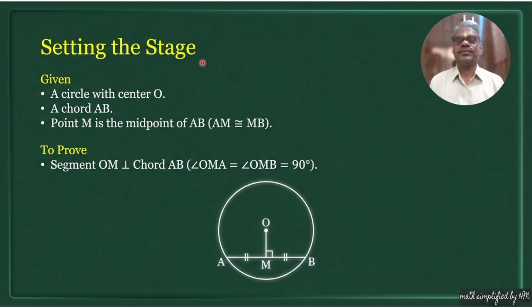Setting the stage. Given a circle with center O, chord AB, and point M the midpoint of AB, that means AM is congruent to MB. We have to prove that segment OM is perpendicular to chord AB. In other words, angle OMA is equal to angle OMB is equal to 90 degrees.